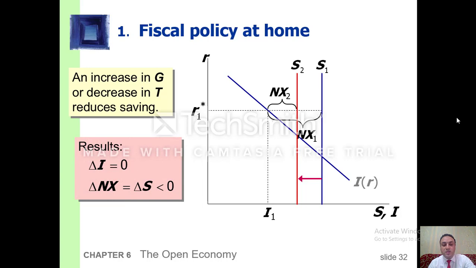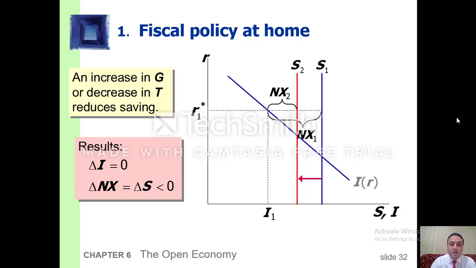Okay, so this results in two things. First, the change in investments, as we see here, I1 on the horizontal axis, will not change. Only the saving will change. So the change in investment I will equal 0. There is no change.